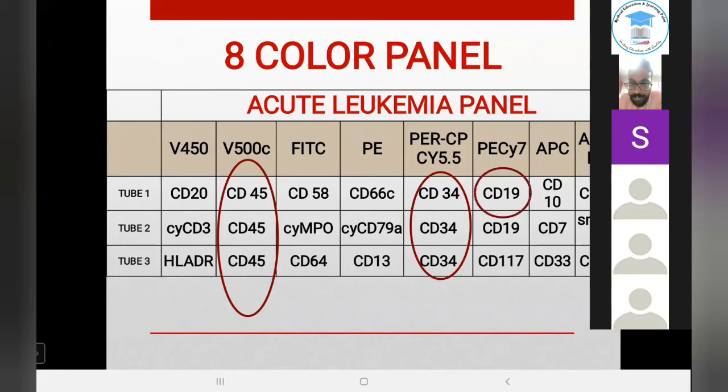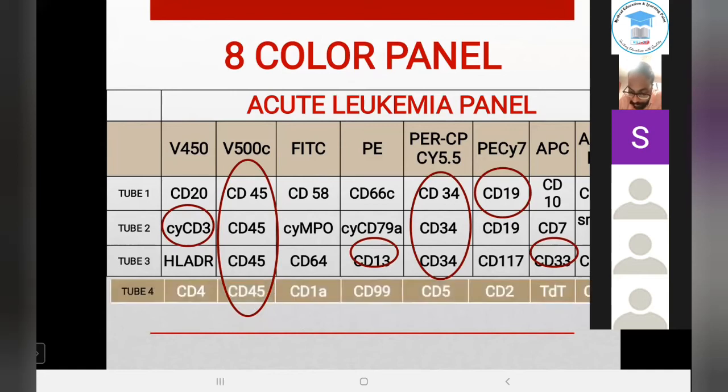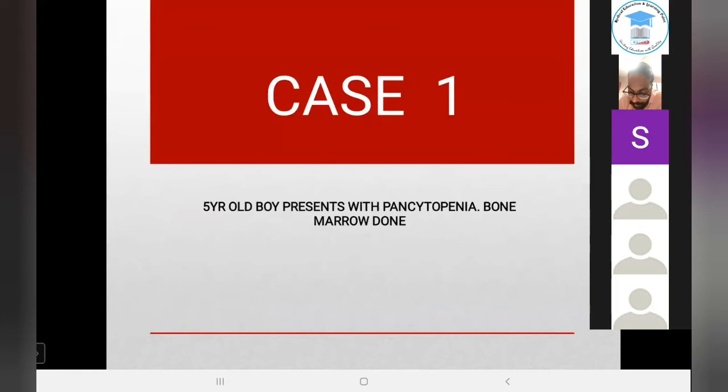Otherwise, in the first tube, we are putting the B cell markers. In the first tube, most importantly, there is the CD19. In the second tube, there is a very important cytoplasmic CD3. And in the third tube, we basically have the myeloid markers like CD13 and CD33. We have a combination, so we will not go into the details of how to make a panel, that we can discuss in some little advanced sessions. But importantly, you have to put all the lineage markers in the tubes. Now, let's have a look at the case, and then we will try and understand it.